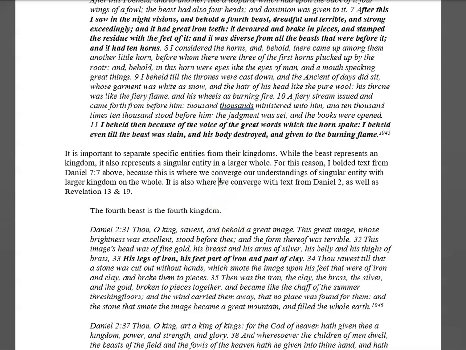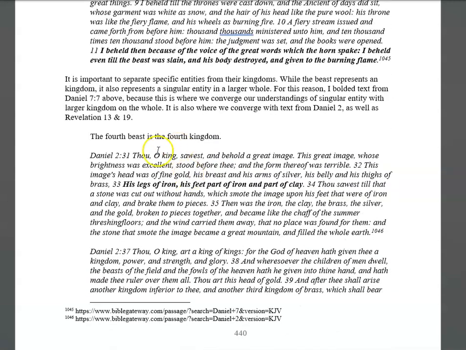So that's why I will read this again. It's important to separate specific entities from their kingdoms. While the beast represents a kingdom, the 4th kingdom, it also represents a singular entity in a larger whole. For this reason, I bolded text from Daniel 7:7, because this is where we converge our understandings of a singular entity with a larger kingdom on the whole. And I'm going to actually just bold little horn also to underscore the point. It is also where we converge with text from Daniel 2 as well as Revelation 13 and 19. So the 4th beast is the 4th kingdom.